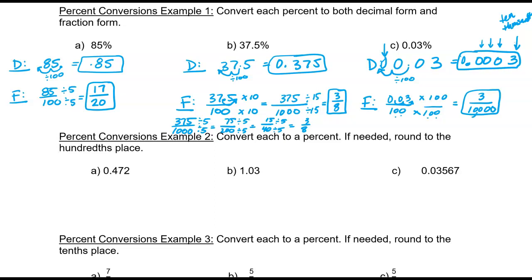And so it should be 3 over 10,000. And looking at the decimal, tenths, hundredths, thousandths, ten-thousandths, that matches up. So 3 over 10,000 should be your fraction answer there. So let's look at the next set of examples.